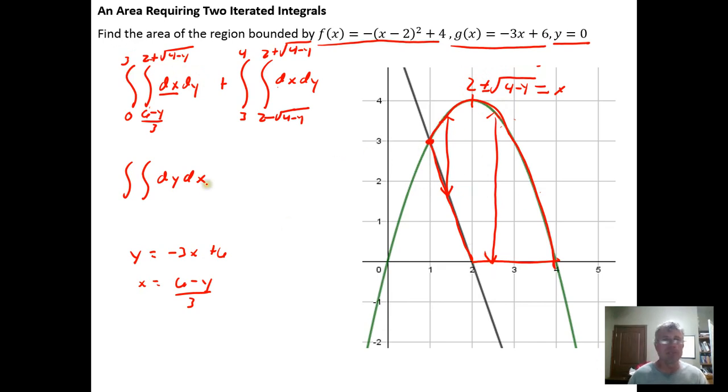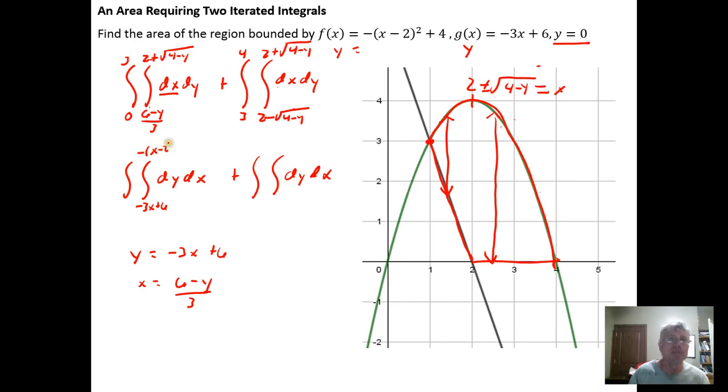So I have to hand off control. So what we can do is say, hey, I'm going to need two integrals to calculate this area. They're both going to be dy dx. This first one, I'm going to run from the line to the parabola, and now I don't need to solve anything because these are y equals guys right here. So y equals the line, and the line is just minus 3x plus 6. Run from the line to the parabola, and the parabola is the opposite of x minus 2 squared plus 4.